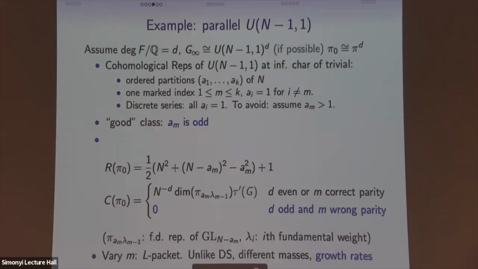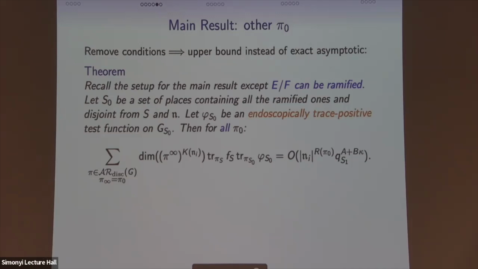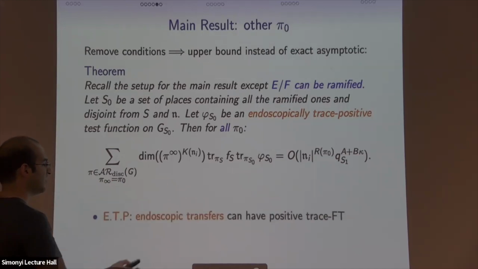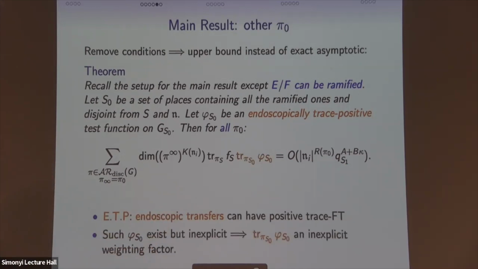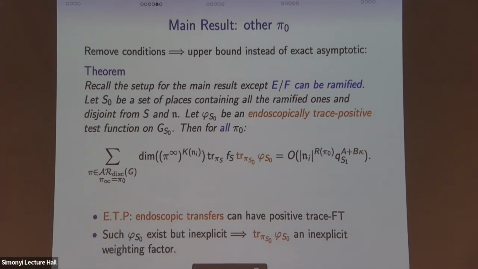Okay, so we also have a much more general upper bound where you can remove some of the conditions. So we can look at the same setup and we can allow E over F to be ramified now. And we need to pick a set of places containing all the ramified ones. And we have to pick a weighting function satisfying a technical condition. And then we can look at arbitrary pi 0 and we get the same count with an extra weighting factor here. And we just get an asymptotic upper bound instead of an exact asymptotic now.